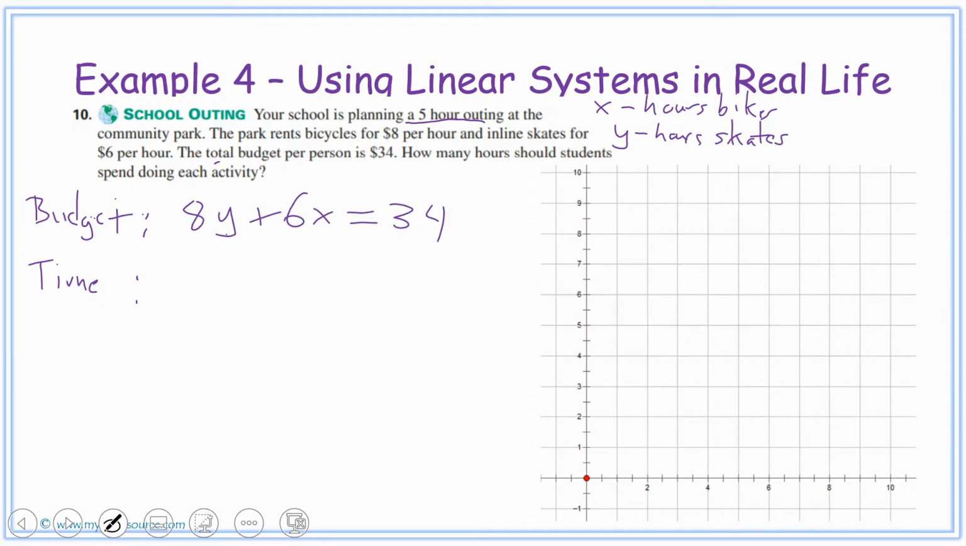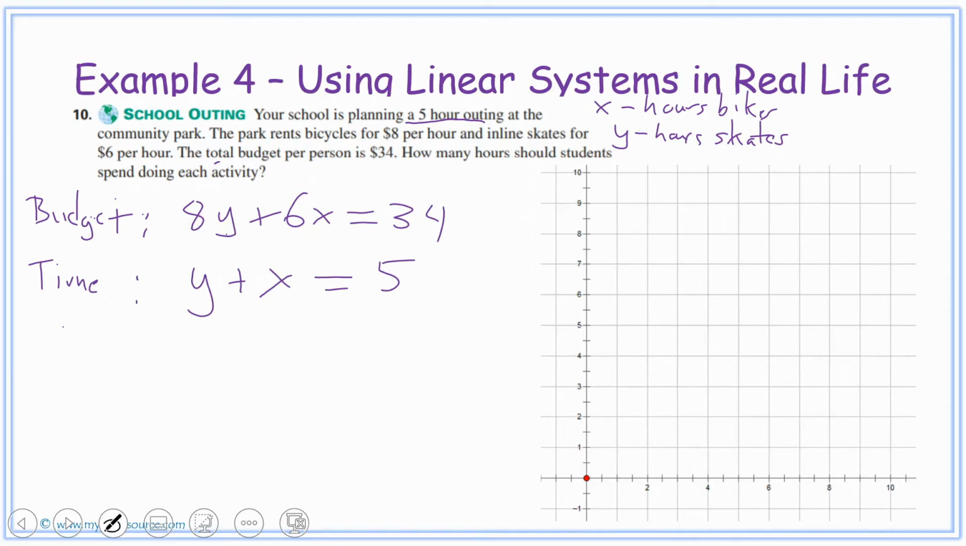Then I have the time. How much time am I spending? I'm spending X hours riding bikes and Y hours using skates, which is a total of 5 hours. That's the easiest way to do linear systems. Think about what the total is for each one, find the totals, and then set them up accordingly.